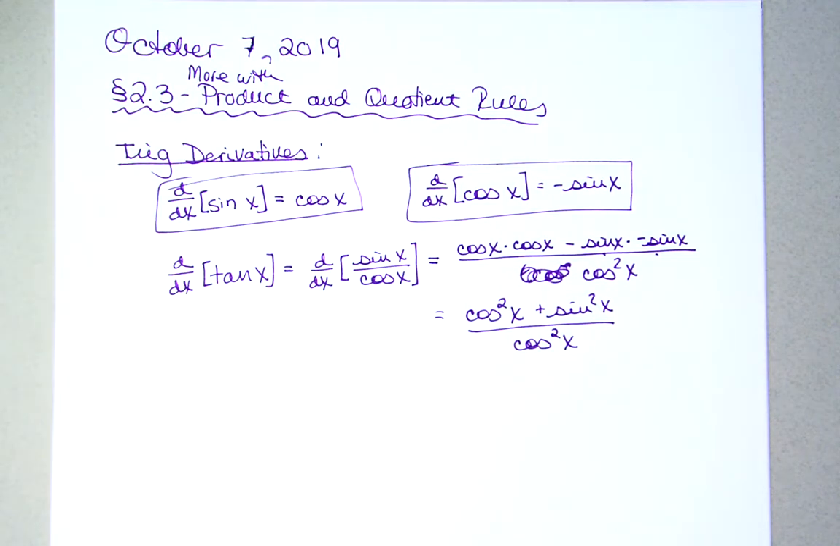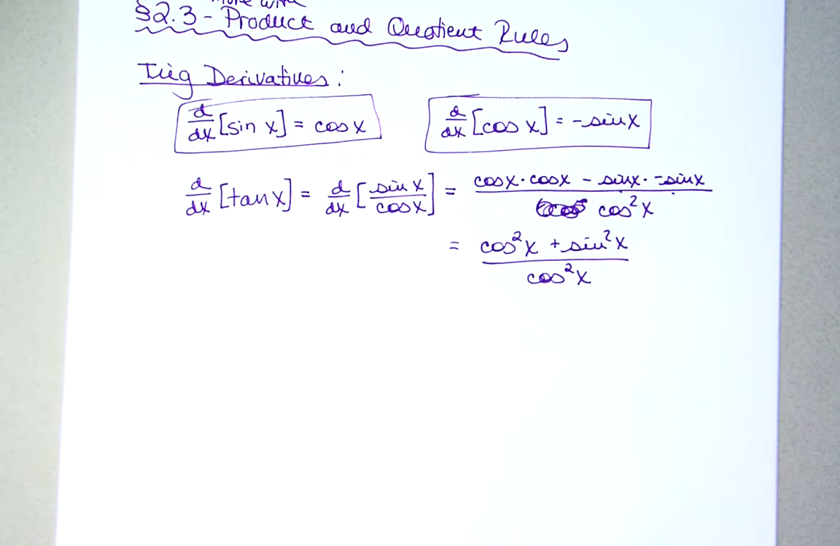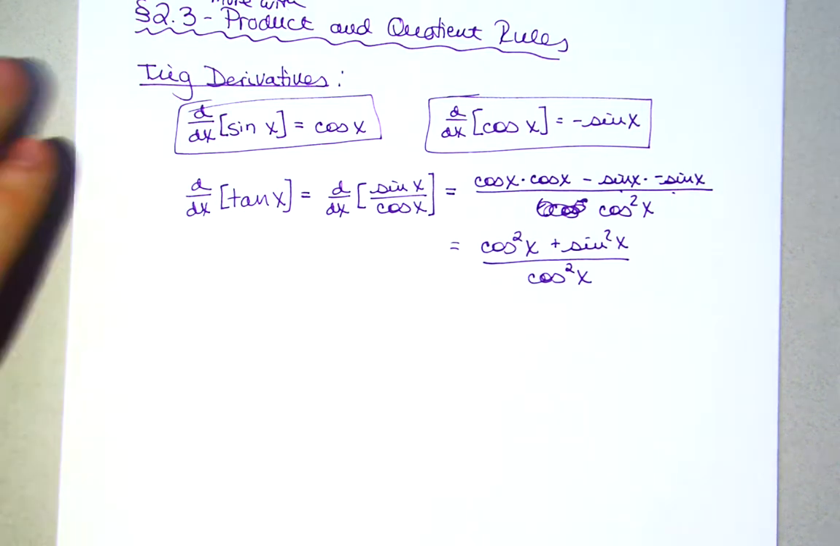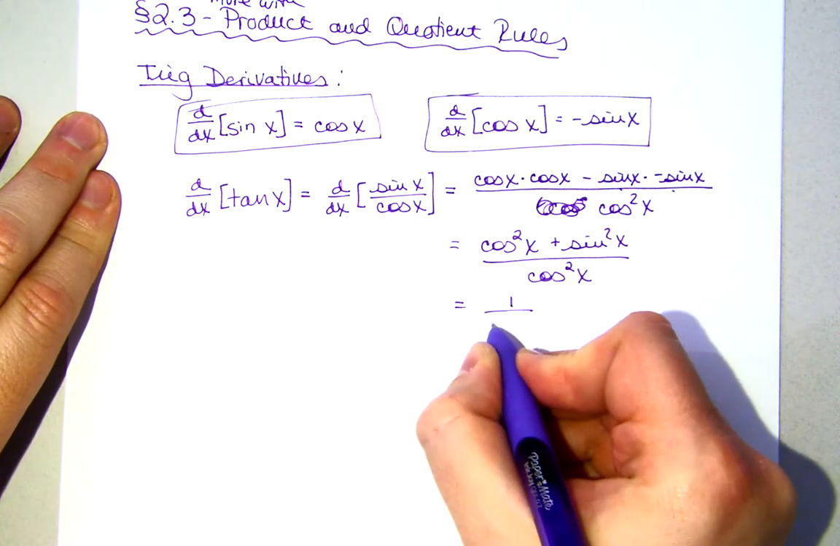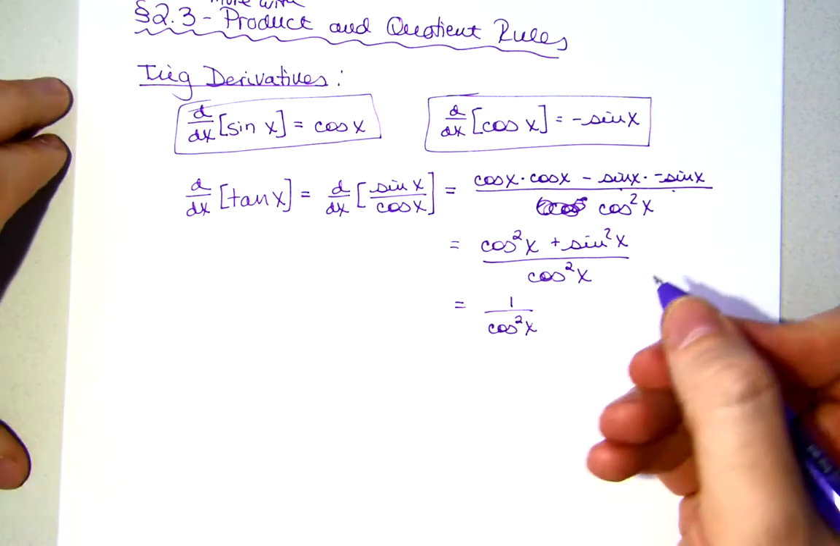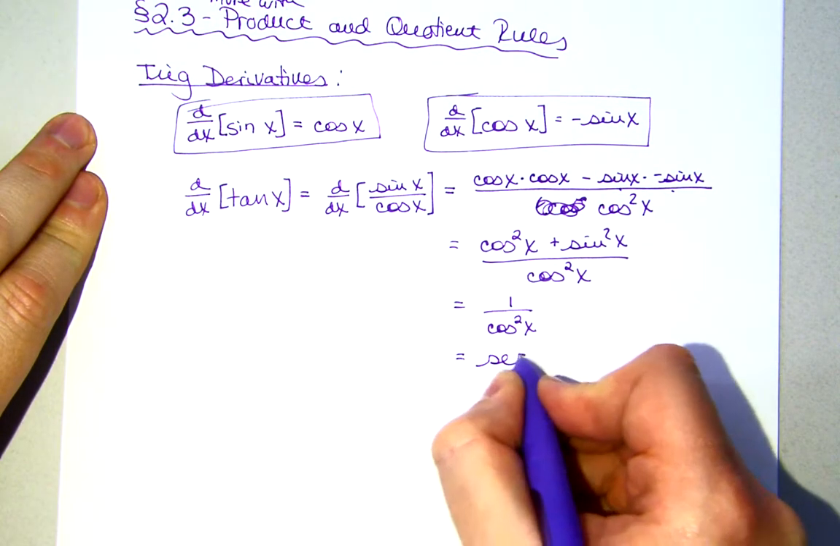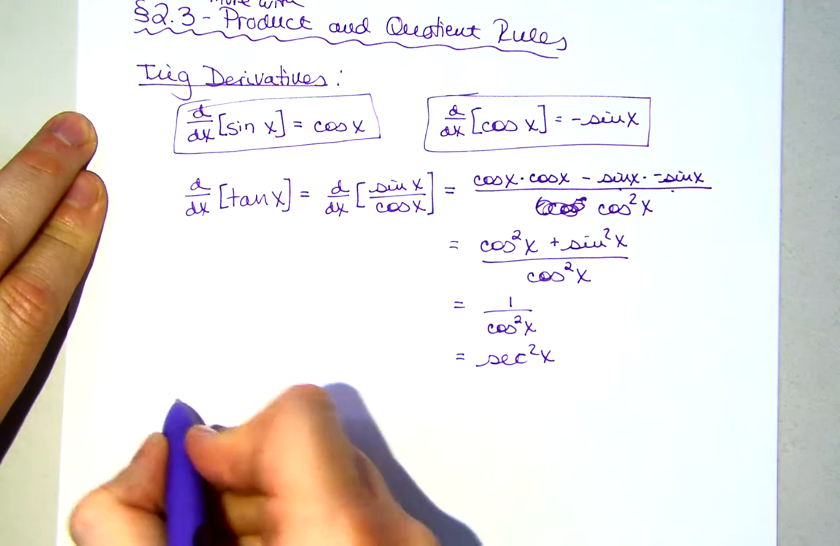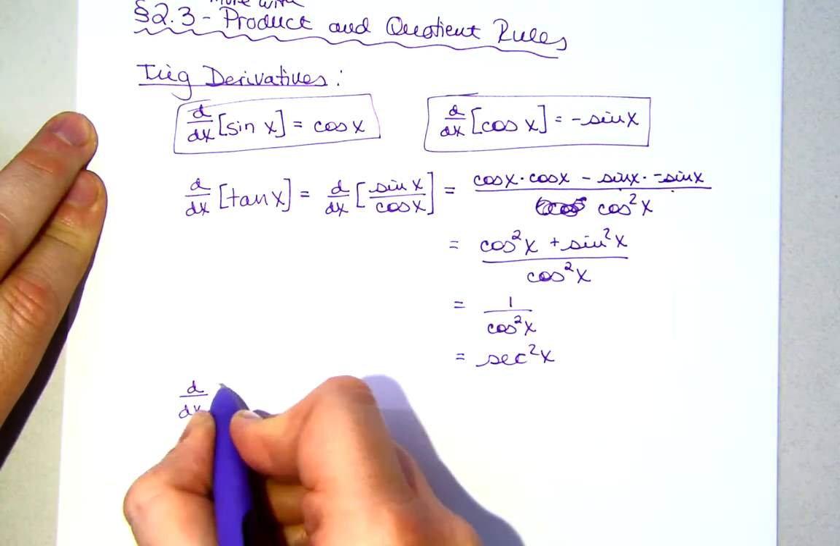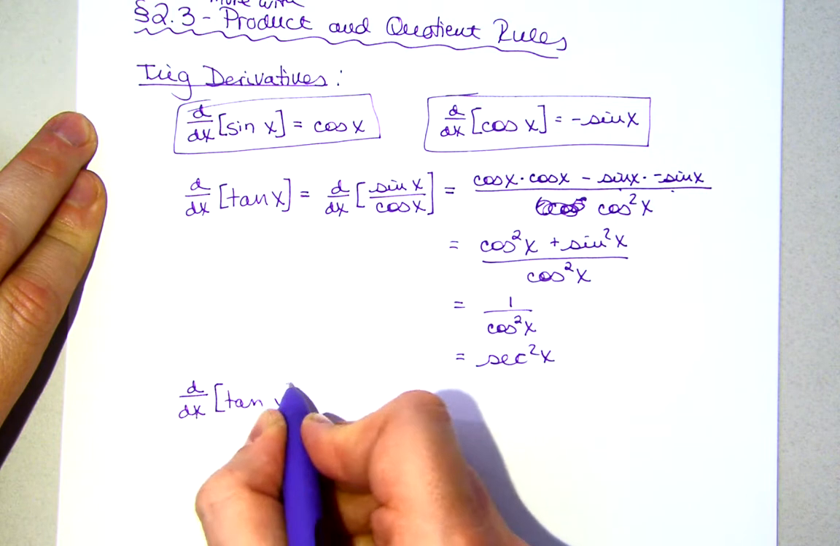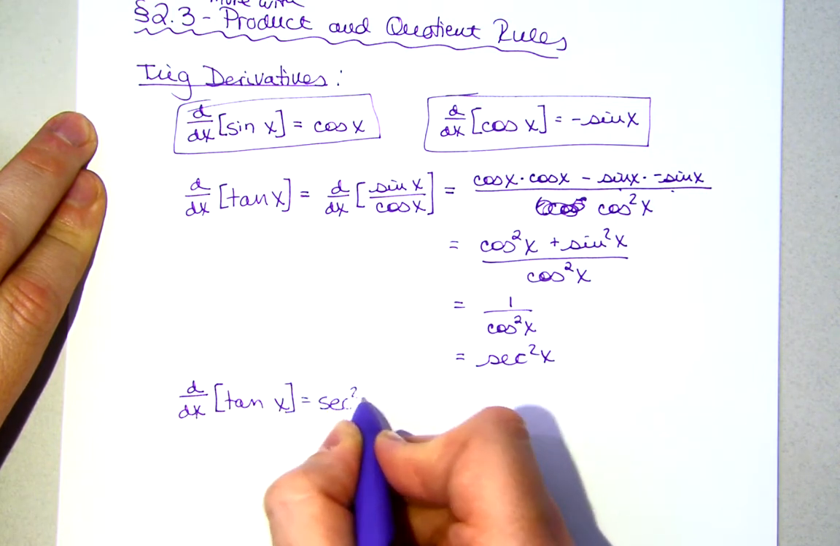So I should get this thing: cosine squared x plus sine squared x over cosine squared x. And I feel like the top should look familiar from last year. It's an identity. It's 1. Sine squared of something plus cosine squared of that thing is 1. This is just 1 over cosine squared x. And what is 1 over cosine? Secant. So 1 over cosine squared x is just secant squared x. And that is our derivative: the derivative of the tangent of x is the secant squared of x.